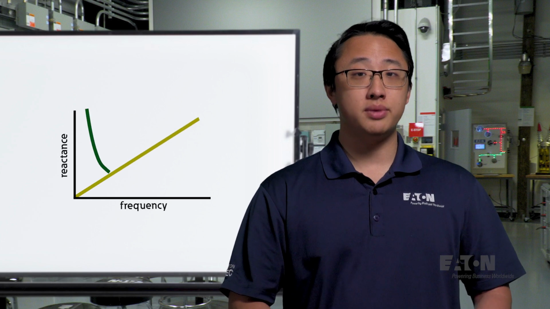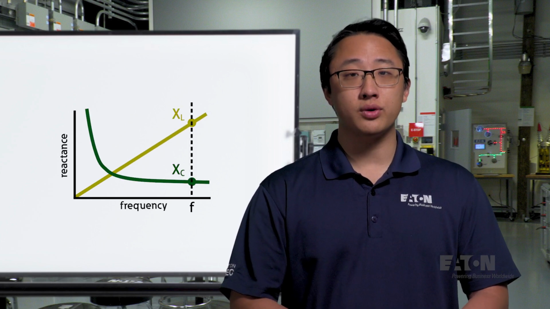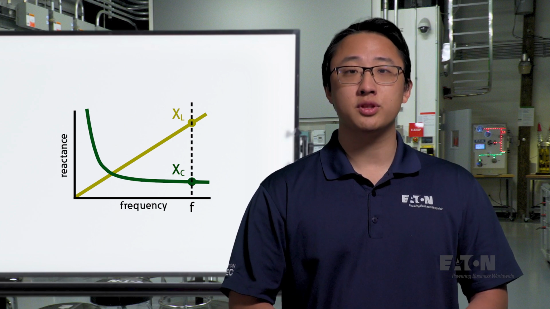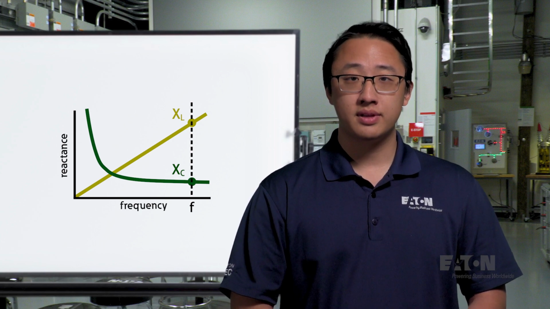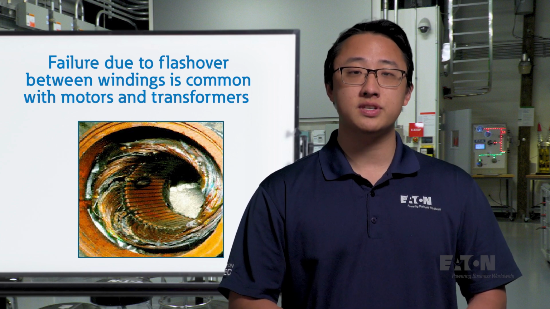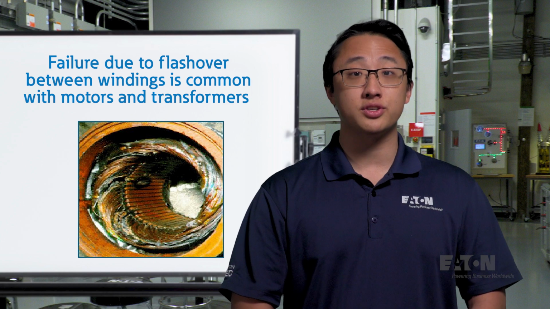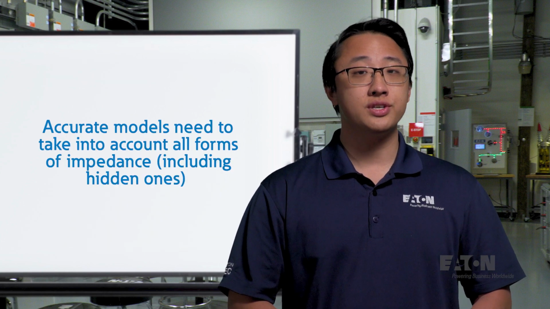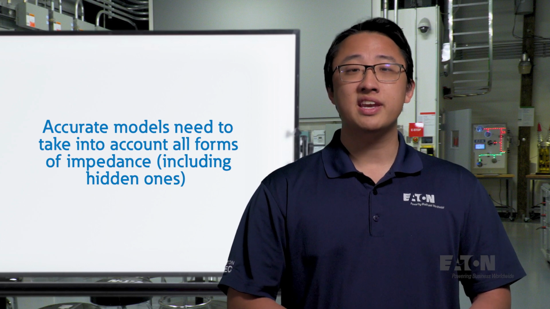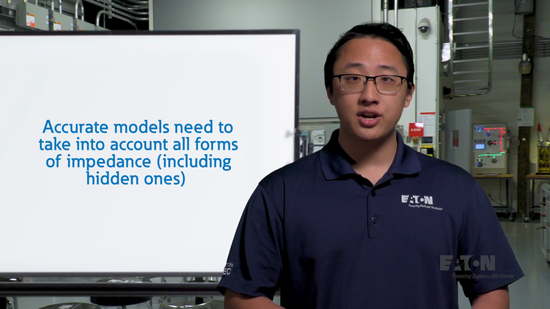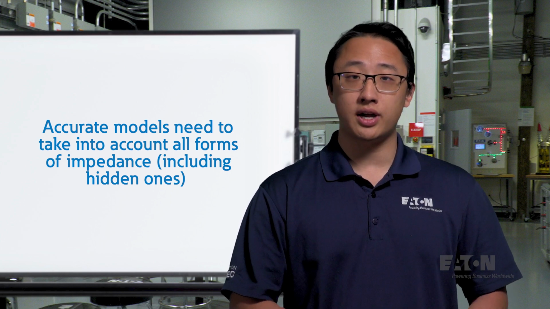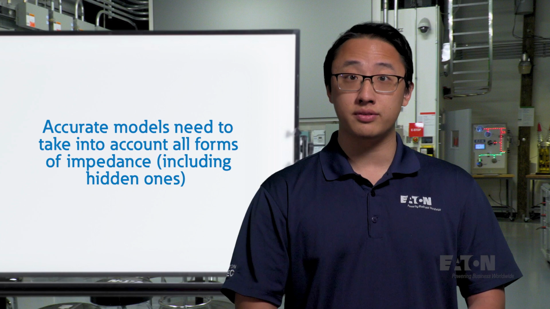Going back to our graph of impedance, we can see that high-frequency currents wouldn't want to travel through winding inductance, but will be more likely to jump between the windings via a capacitive path. This sort of flashover between windings is a common failure mode for high-frequency transient events in both motors as well as transformers. As you can see, there was a lot of hidden impedance that we didn't initially consider. Making accurate models is deeply rooted in the actual equipment itself. It's important to understand this link so that you don't end up doing unrealistic calculations with no analytical value.